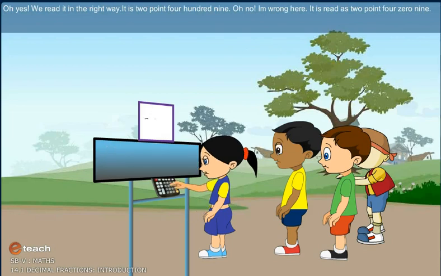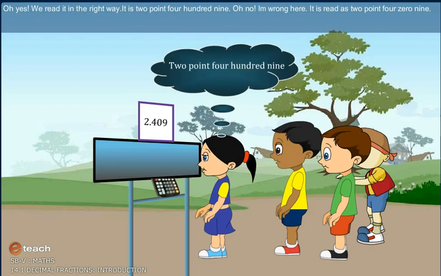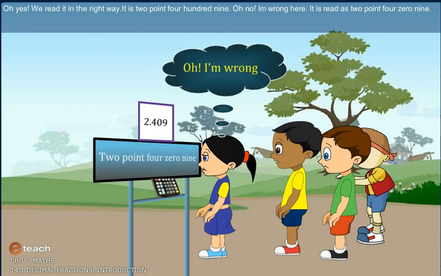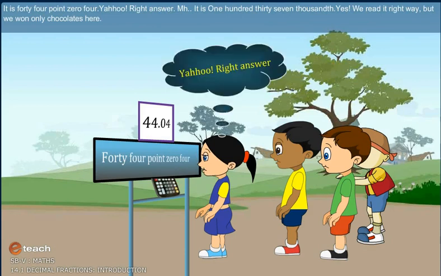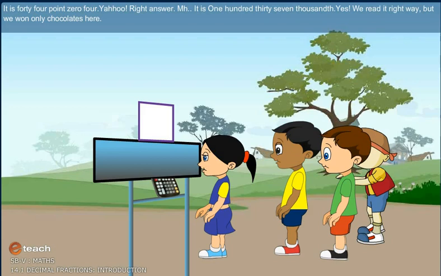It is 2.409. Oh no, I'm wrong here. It is read as 2.409. It's 44.04. Yahoo! Right answer! It is 137,000. Yes, we read it the right way, but we won only chocolates here.